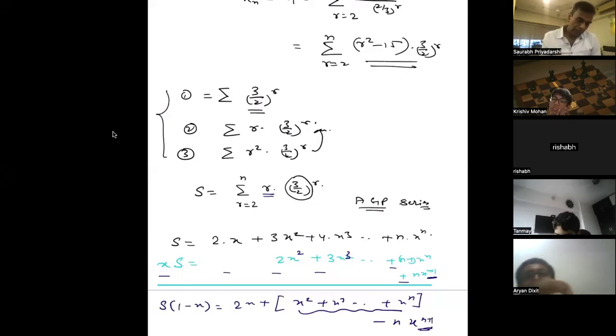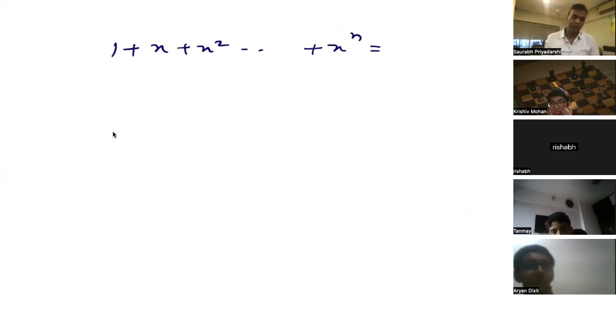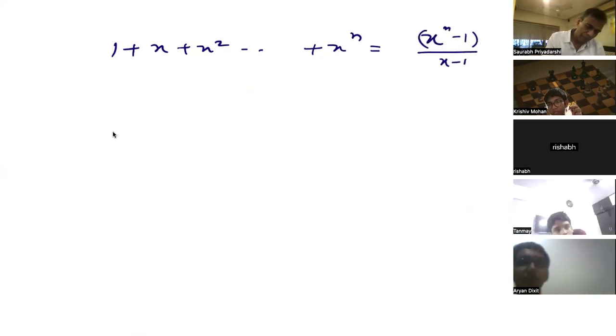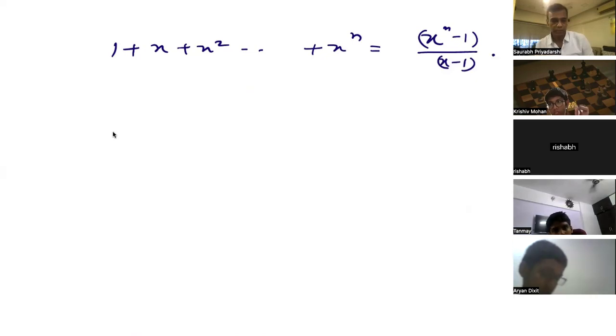See, with the differentiation, this is always easy. If the series is going to infinity, the most important part, 100% use the differentiation only. But if not going to infinity, 1 plus x square up to x to the power n, what is the formula for this GP? a into r to the power n minus 1 by r minus 1, right? Okay, everyone?